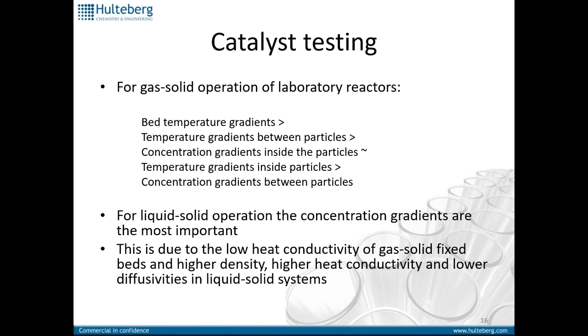Then you have a temperature gradient between the particles, and that's more severe than problems with concentration gradients inside the particles. And the concentration and temperature gradients inside the particle go sort of hand in hand, so they're on the same level of severity. And then finally you have least problems with concentration gradients between the particles in the general case, and all this has to do with the lower heat conductivity of the gas and the low heat conductivity in the catalyst bed.